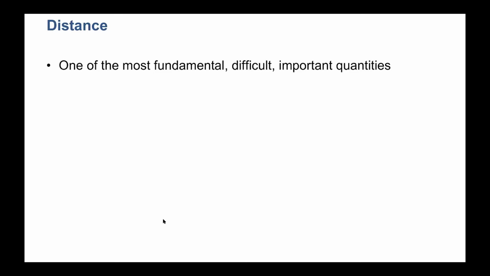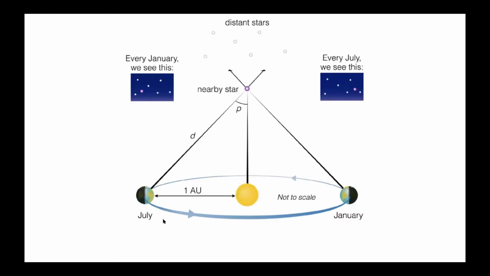So how is it done in practice? Well, there's only one geometric way to get distances to objects outside the solar system. And it's a method known as stellar parallax.